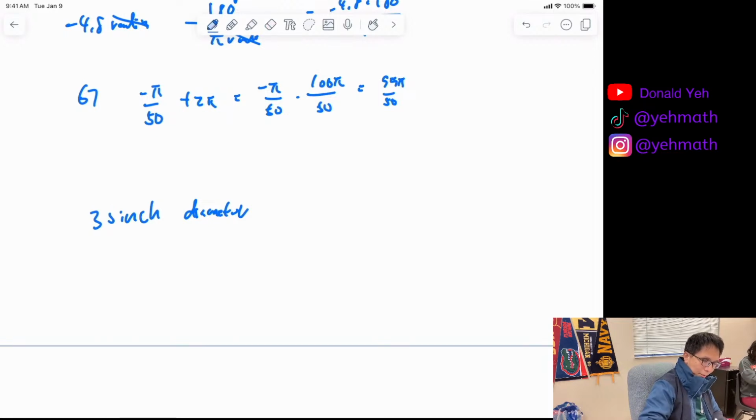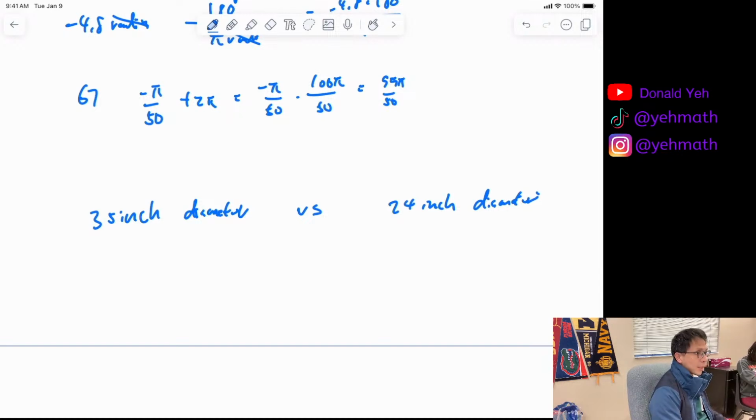So 35 inch diameter versus, anybody else have cars here that they know how big their wheel is? Ryden, do you have a car? No. You do? Yeah, but I don't know. What would you say for a normal car? How wide? 24 inches? Okay, so let's talk about this.